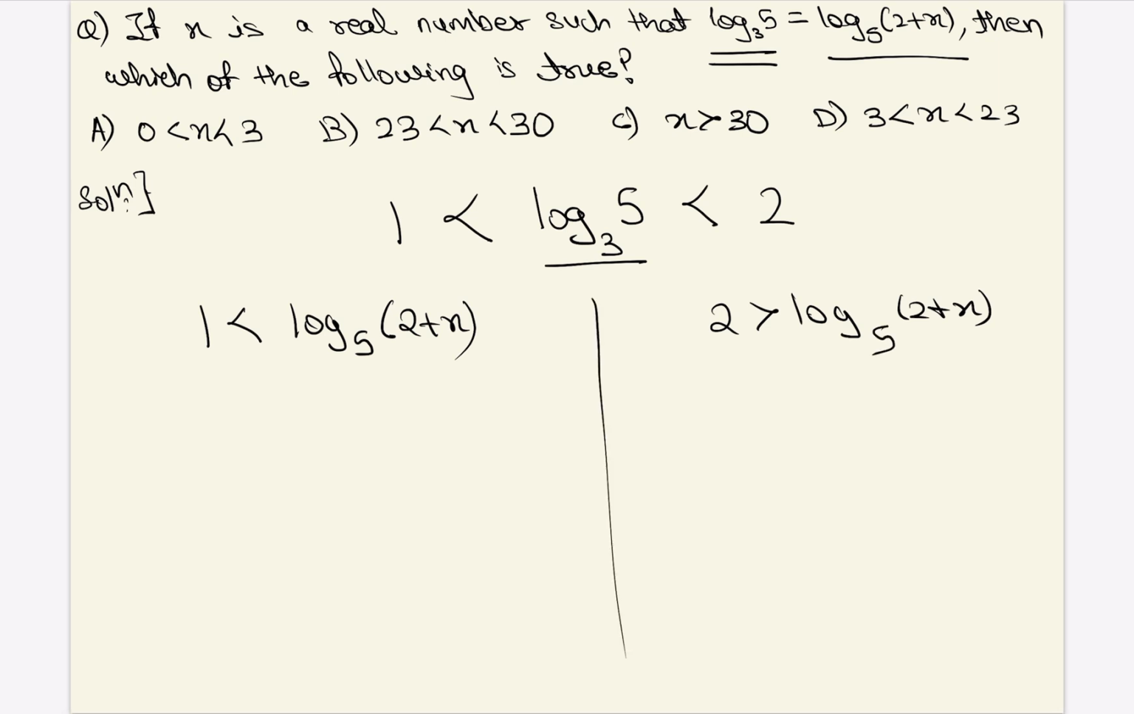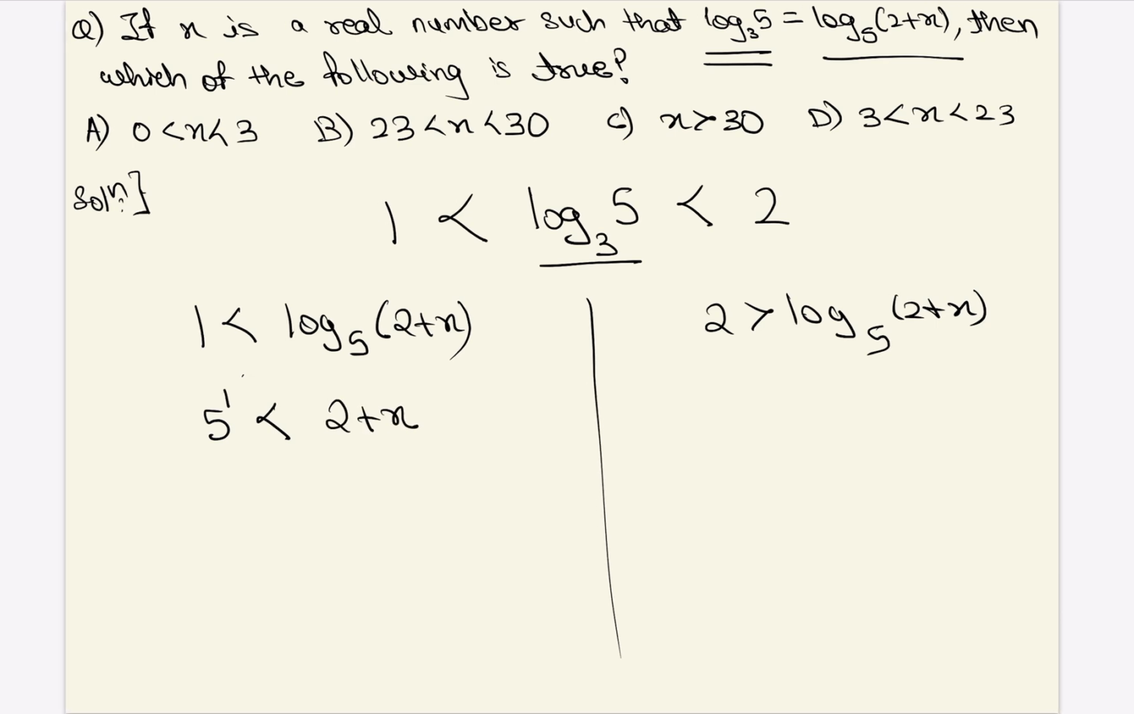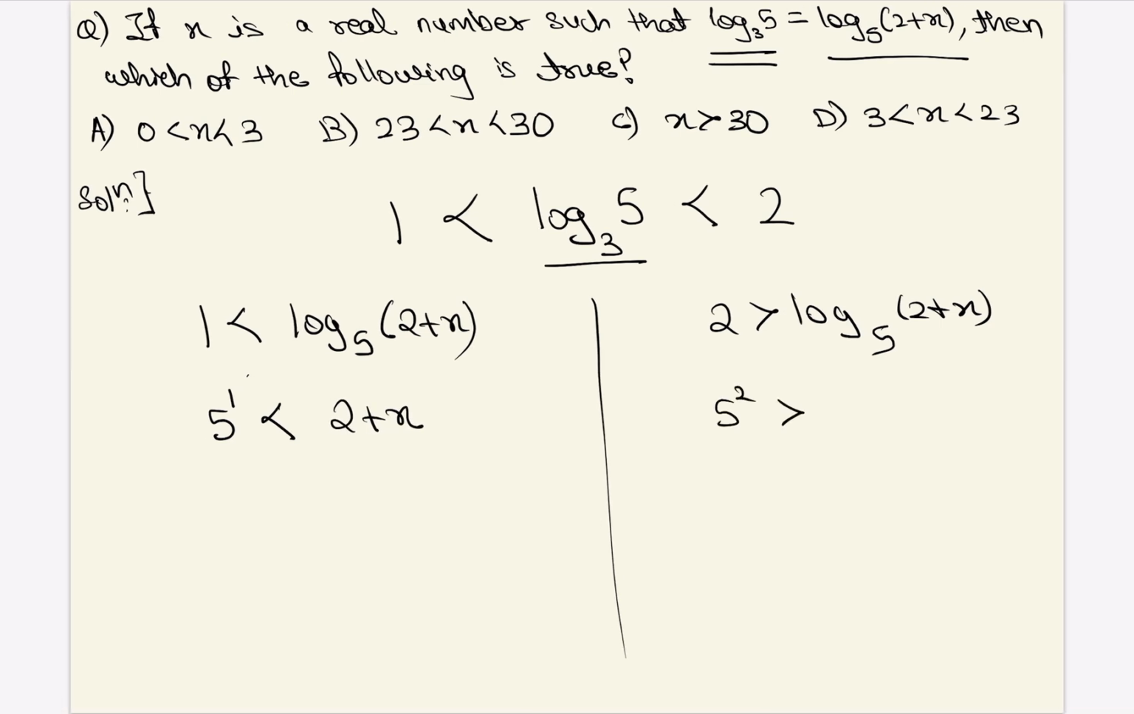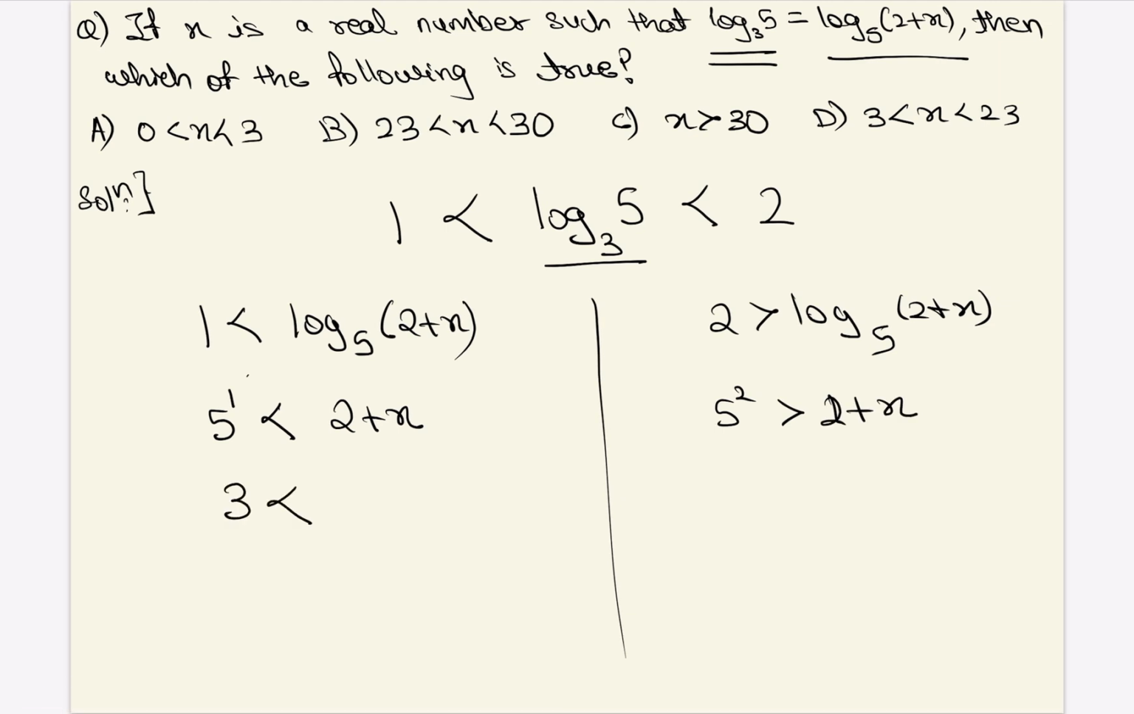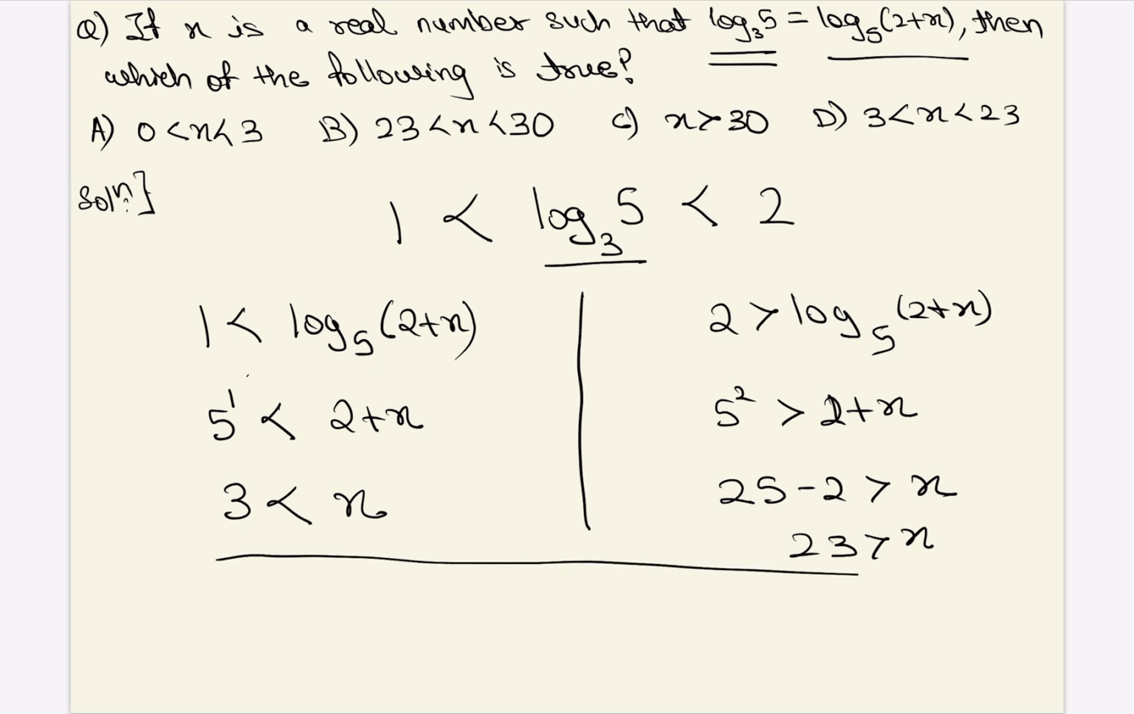Let's solve this. So this can be easily manipulated into 5 raised to 1 less than 2 plus x, and this can be said 5 square greater than 2 plus x. We get 3 less than x, and we here get 25 minus 2 greater than x. We get 23 greater than x. So we simply got a range for x in which 3 is less than x and x is less than 23.